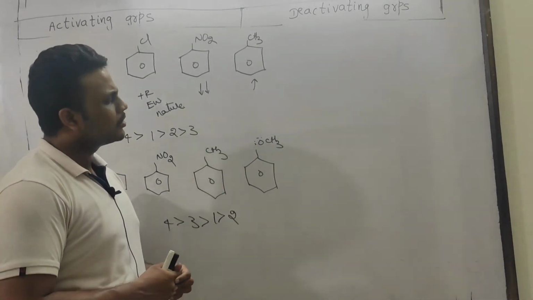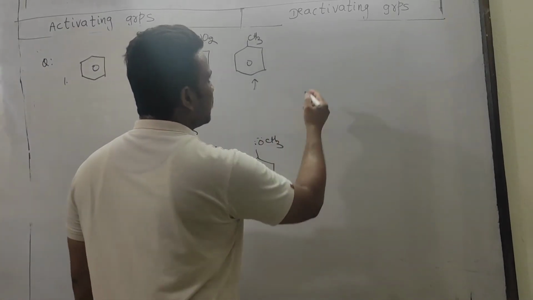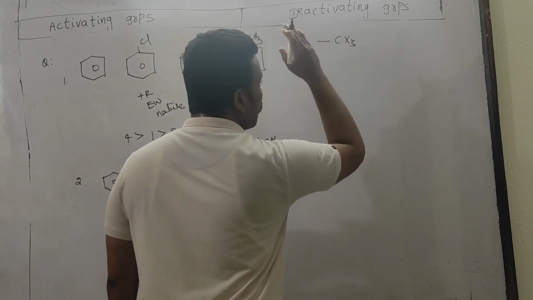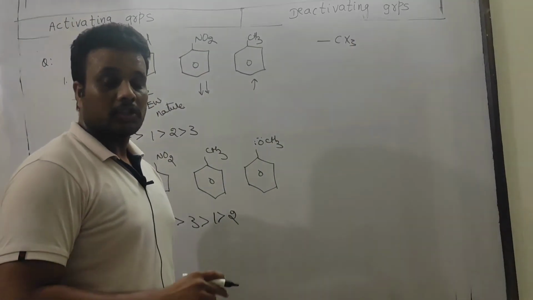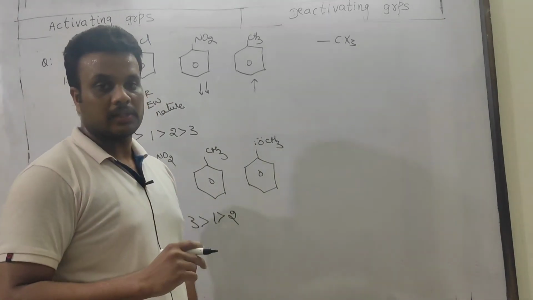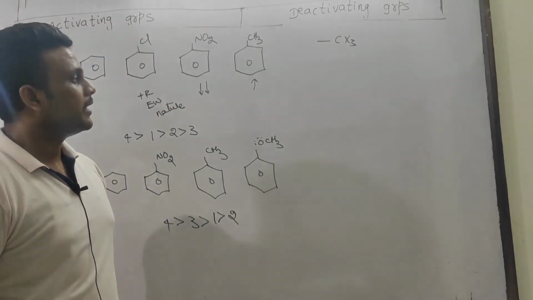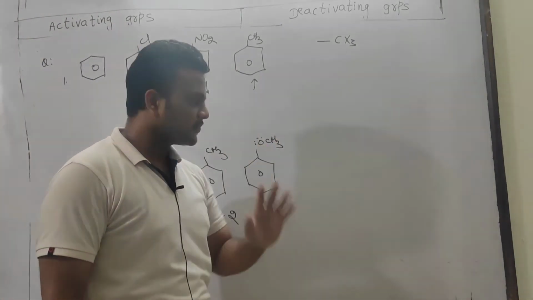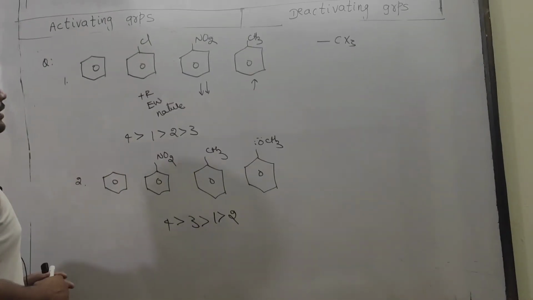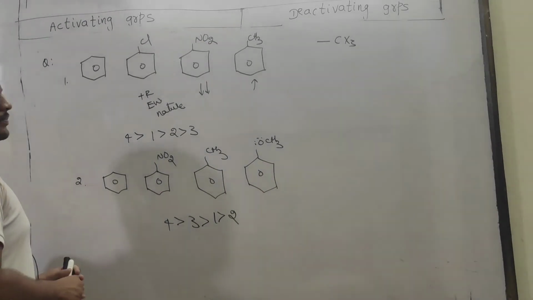Whether it is an electron donating group or withdrawing group. CX3, you see, actually I didn't write it, CX3 is a deactivating group. It is a powerful, strongly deactivating group. It also does not respond to Friedel-Crafts reaction. What is the reason? Negative hyperconjugation is there. So these are general model questions. You can compare the reactivity of various aromatic compounds towards electrophilic substitution. Okay.